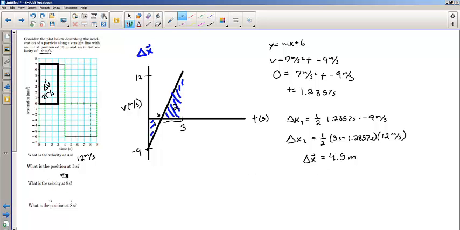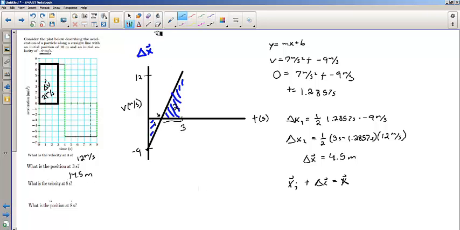The question is asking what is the position. Remember, the position can be found by taking some initial position plus the displacement. So if our initial position is, let me make that a little neater. Our initial position is 10 meters. We're adding a 4.5 meters displacement. So our current position at 3 seconds is 4.5 meters.